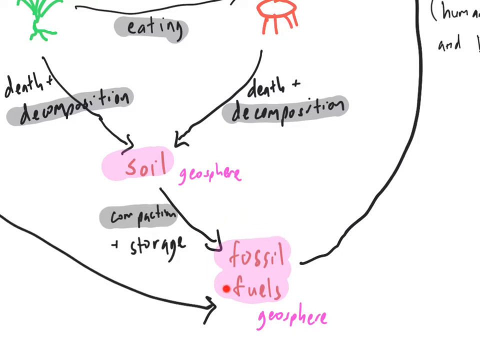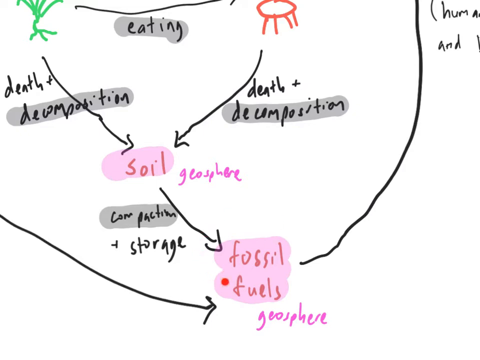called fossil fuels. So we call it fossil fuels because it came from plants, it came from animals, it got compacted, and it turns into this kind of like rock, like coal or oil, stored deep under the ground, and that's also part of the geosphere. It's part of the earth. So it goes from plants and animals, death and decomposition into the soil, soil compacted and stored as fossil fuels.